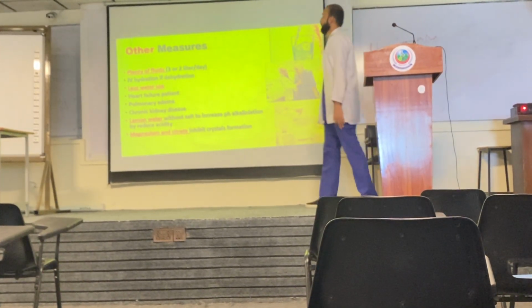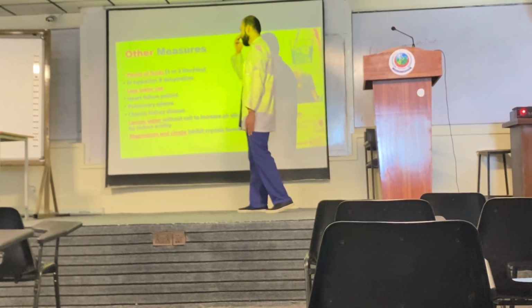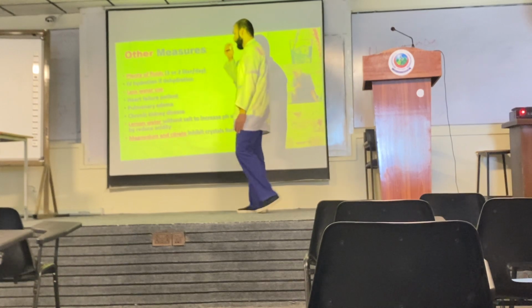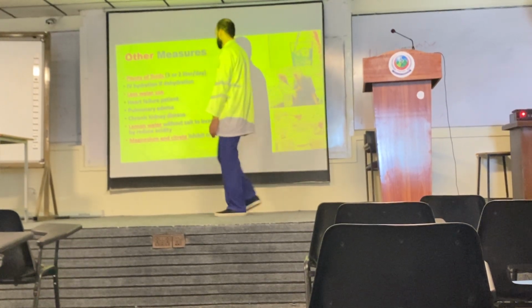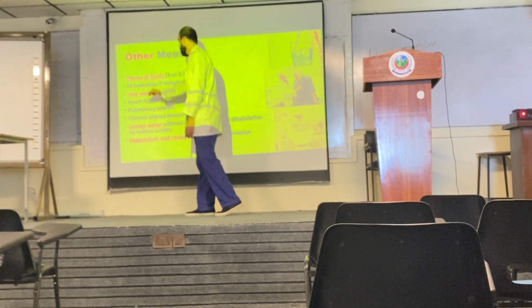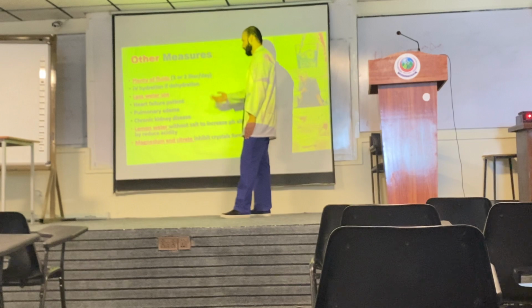Then we can do some other measures. We will advise the patient to drink plenty of fluids, like 3 liters per day, and we can also do IV hydration if dehydration is present in the patient. And there are 3 types of patients where less water intake is used: the heart failure patient, pulmonary edema patient, and chronic kidney disease.